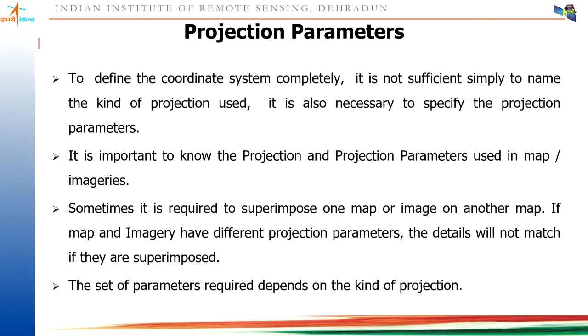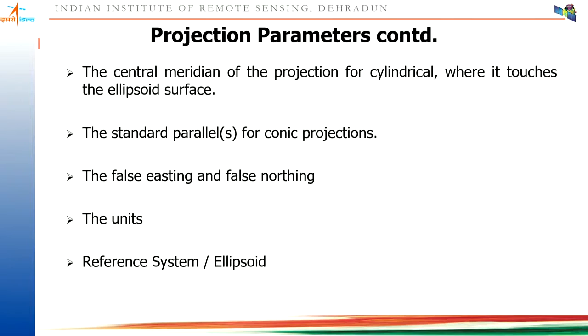It is important to know the projection and the projection parameters used in the map imageries. Sometimes it is required to superimpose one map or image on another map. If map imageries have different projection parameters, the details will not match when superimposed. The set of parameters required depends on the kind of projection. In projection parameters, we define the central meridian, the standard parallel, the false easting and false northing, how much you have shifted the origin, the units, whether in minutes or degrees, and the reference ellipsoid as we discussed in the beginning.